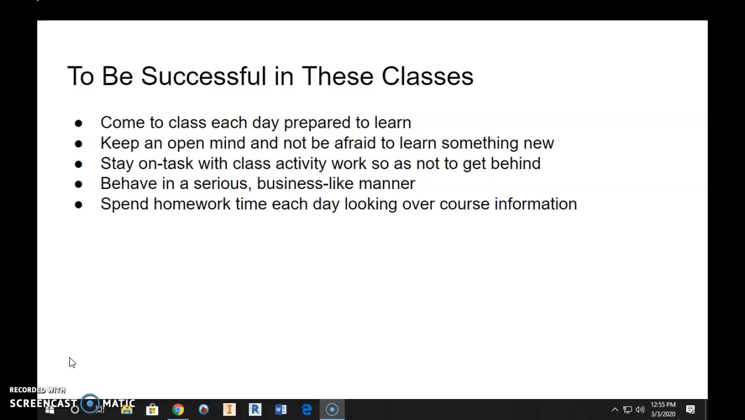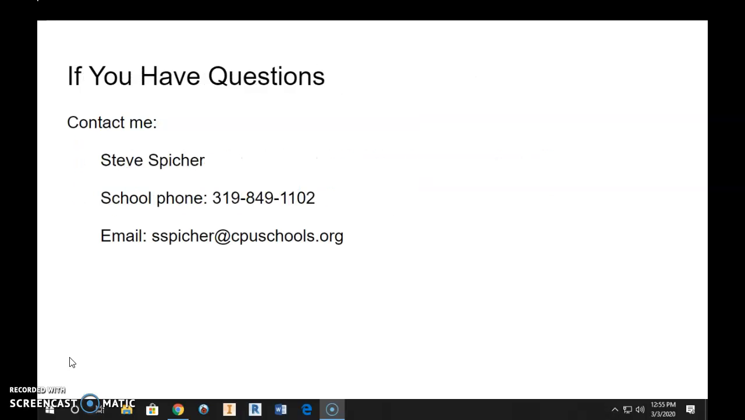To be successful in these classes, students need to come to class each day prepared to learn. They need to keep an open mind and not be afraid to learn something new. Students need to stay on task with class activity work so as not to get behind. They need to behave in a serious business-like manner. Students need to spend homework time each day looking over their course information.